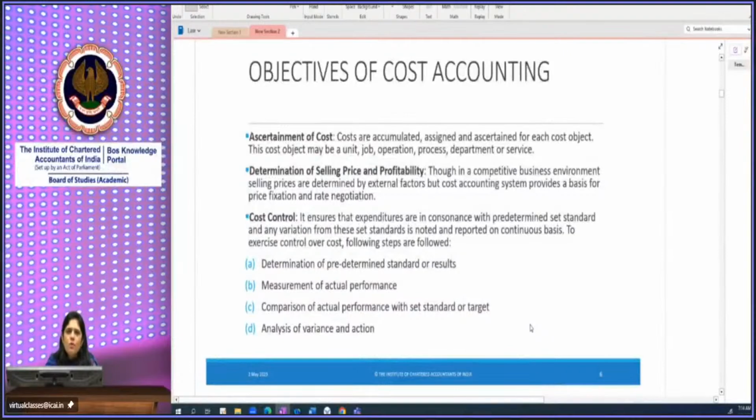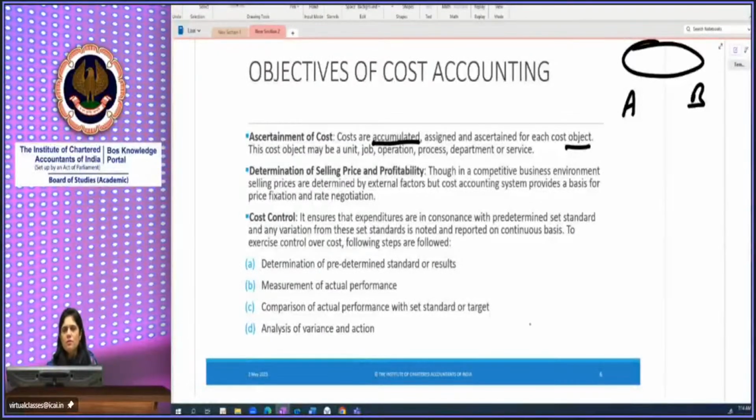Ascertainment of cost. Now, how do we ascertain the cost? Costs are accumulated. So first you have to accumulate all the costs. Whatever cost is happening, just gather all the costs. Then assign the cost and ascertain it for each cost object. So a cost object could be, let us say, product A and B. So first of all, you gather all the cost, you total all the cost, and then you assign the cost. Some cost will go to product A, some to product B, some to job A, some to job B, some to order A or order B.